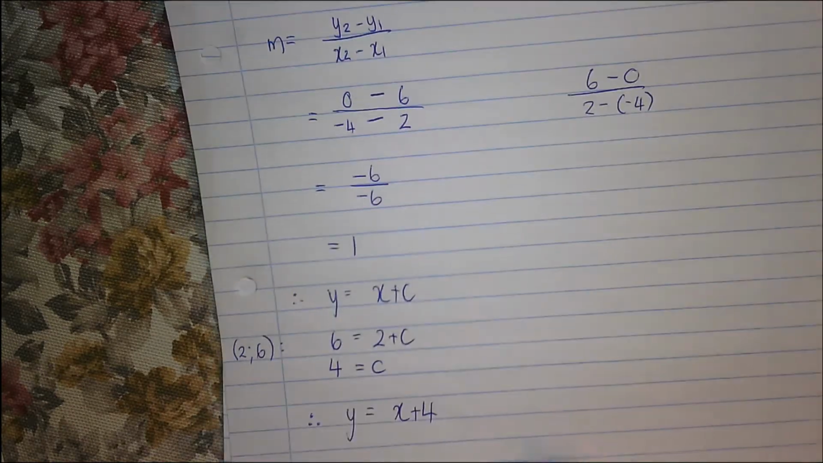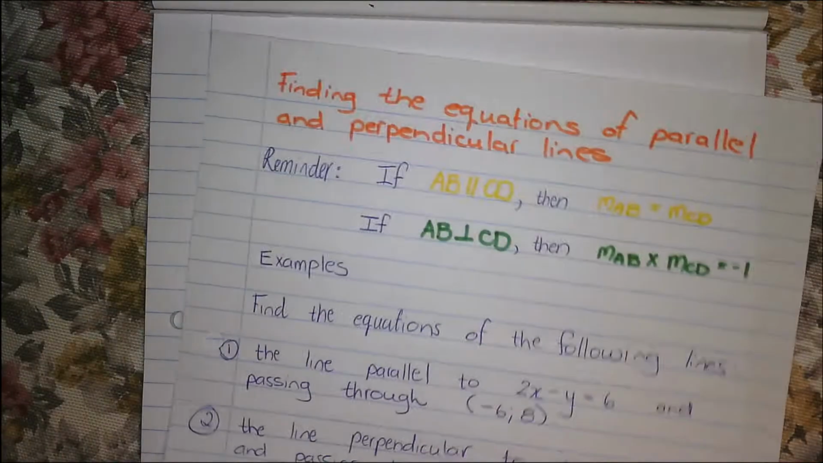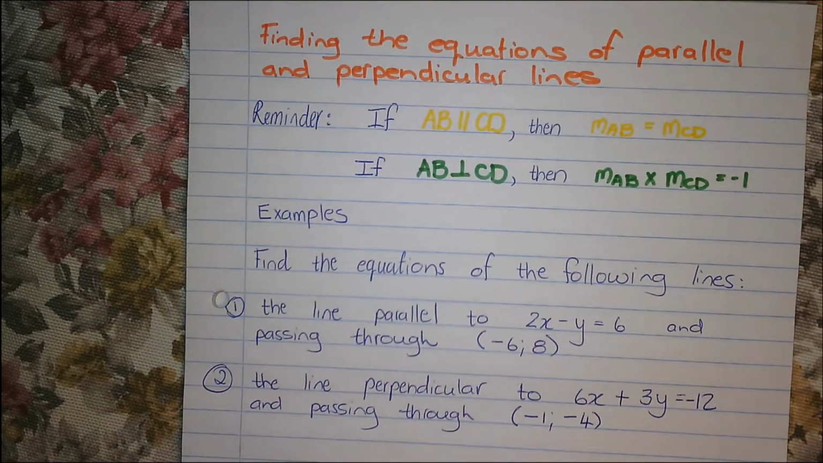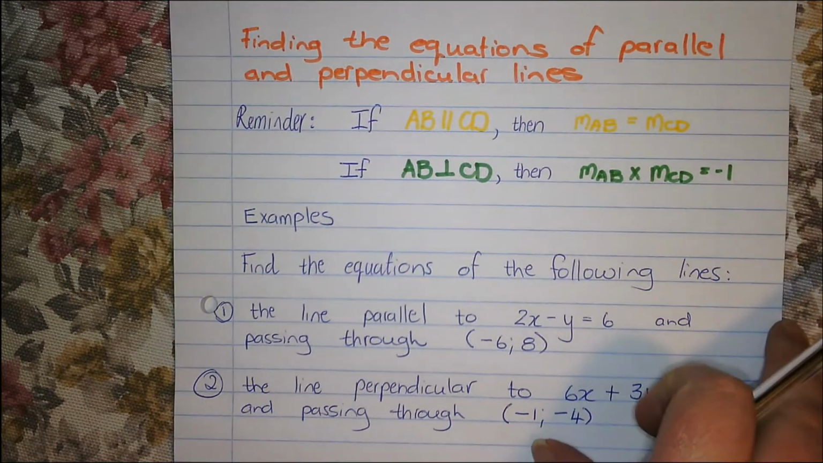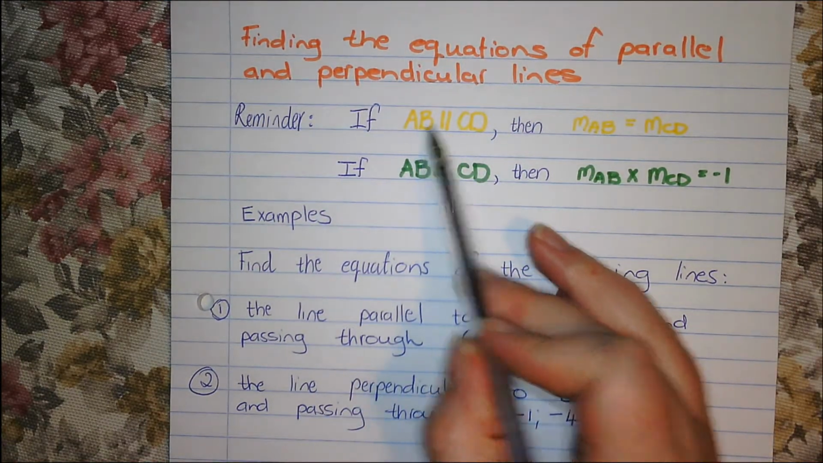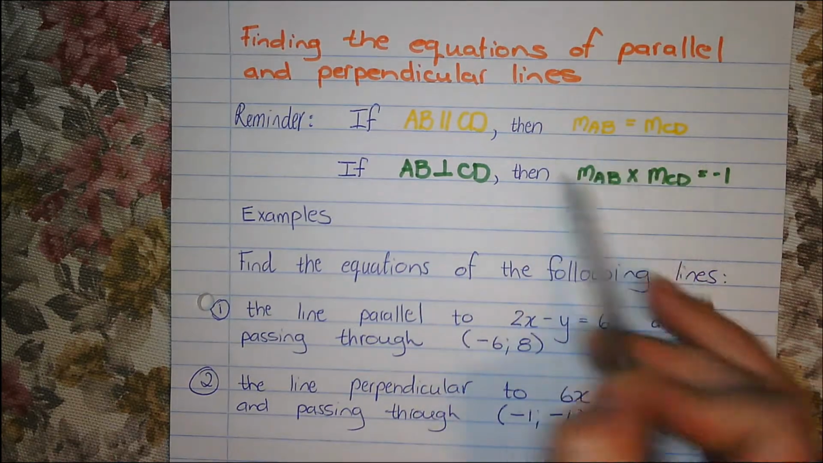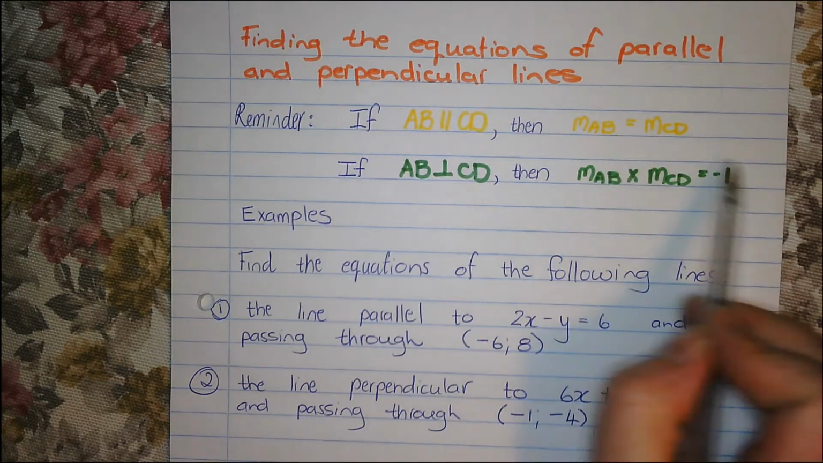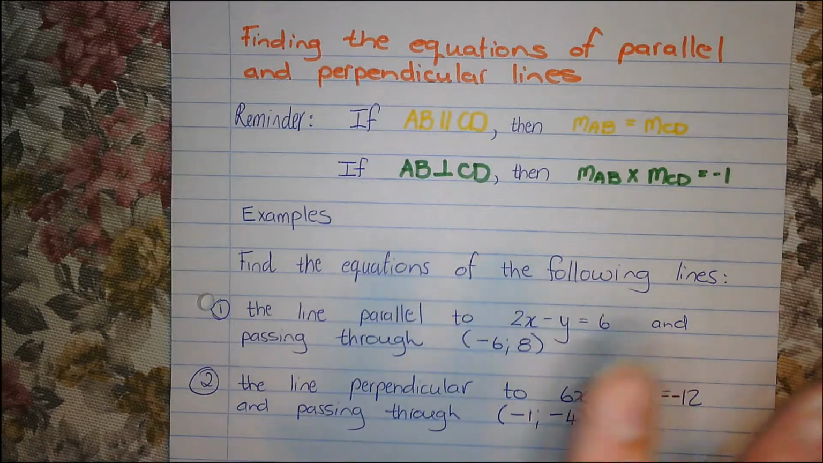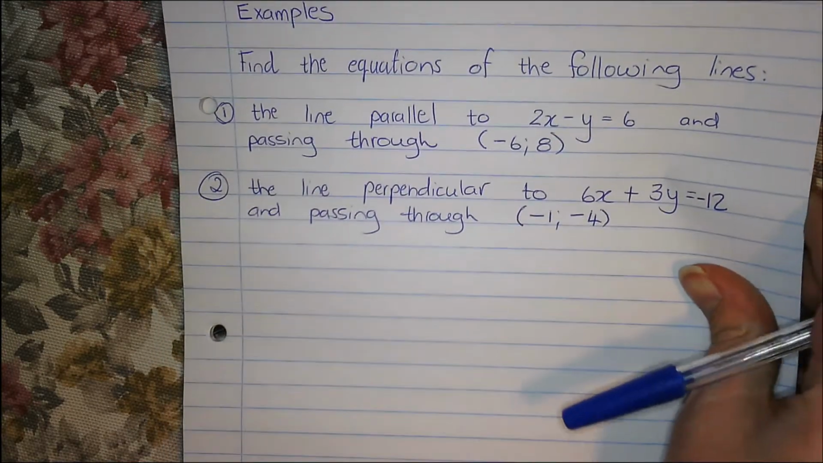Let's move on to finding the equation of parallel and perpendicular lines as well. I'm just reminding you that in the previous video we said if lines are parallel, they have the same gradient. If lines are perpendicular, the product of the gradients will give you negative 1. If it's not the same and it doesn't give you negative 1, then there's nothing special about the two lines. Alright, so we're going to do this.